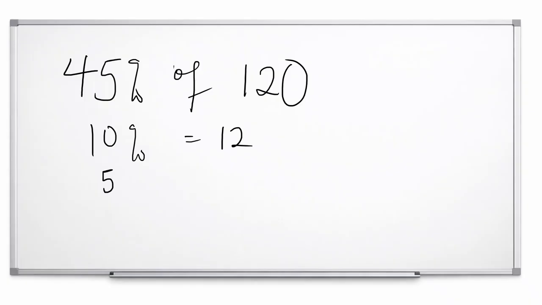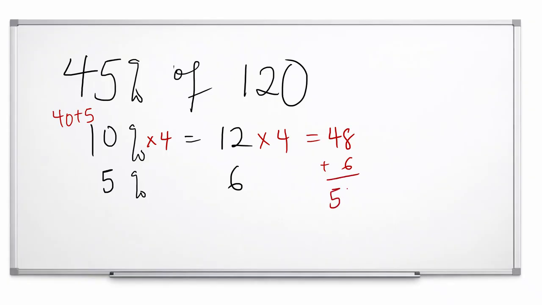And 5% of 12 is equal to what? 6, which is half of 12. Now, using the same technique here, to make 40, because 45 is 40 plus 5, multiply this by 4, which is going to give you 48. So just add it to 6. And this is going to give you 54. Good. Now, we move to trick number 3.